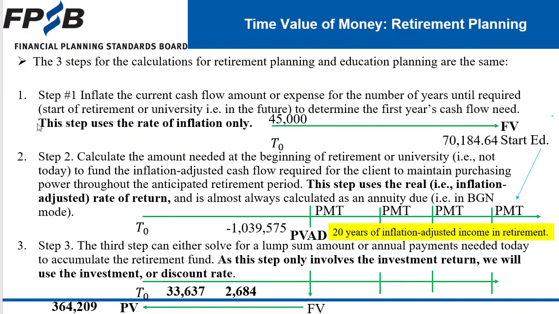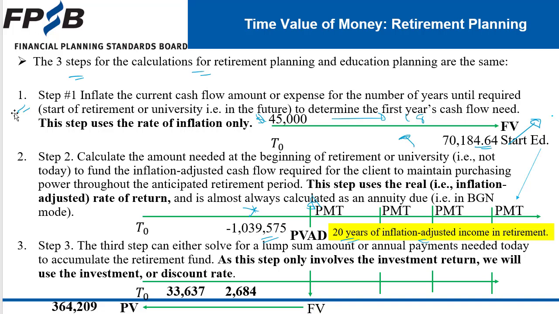Okay, so just finishing up with this last slide, a quick review of the 3 steps for the calculations for retirement planning. Step number 1, we inflate the current cash flow for the number of years until required. In this case, it was $45,000 that we inflated for 18 years, the equivalent of $70,185. That becomes our payment that we want at the beginning of retirement for each and every year of 20 years, but it's inflation adjusted, so that $70,185 will go up by 2.5% a year. And we want to calculate the amount we want at the beginning of retirement to fully fund it. So we know that at the beginning of the first year, we're going to take some out.